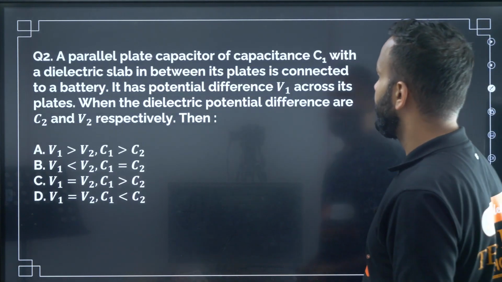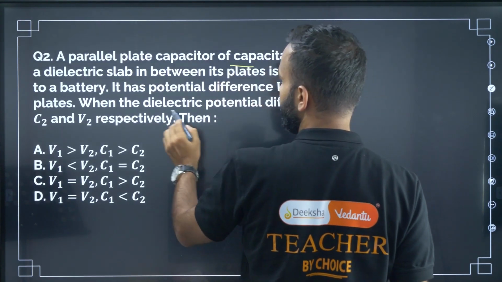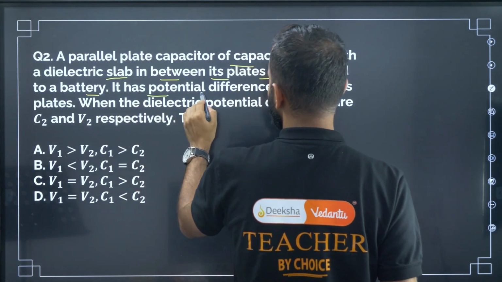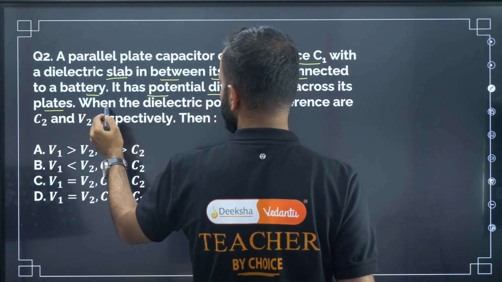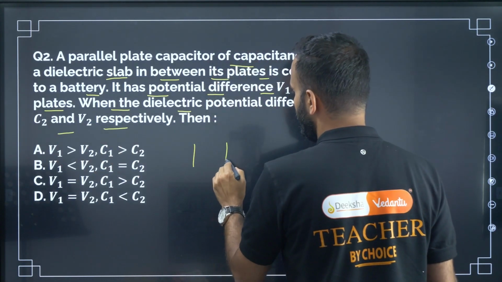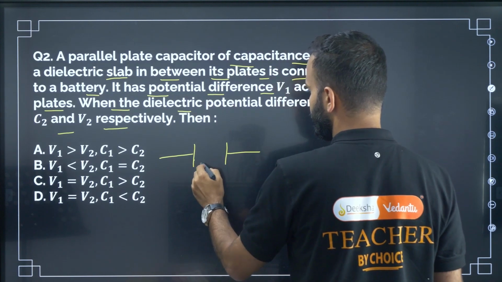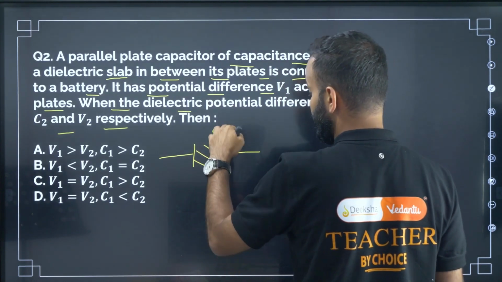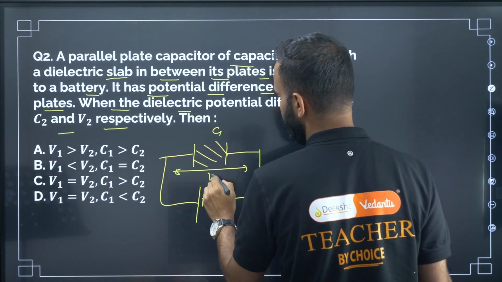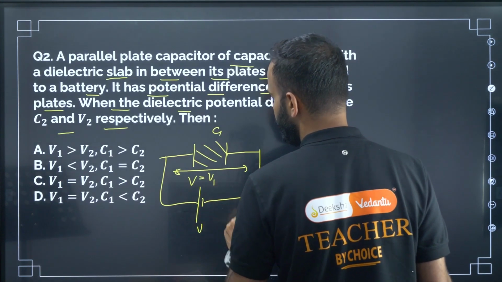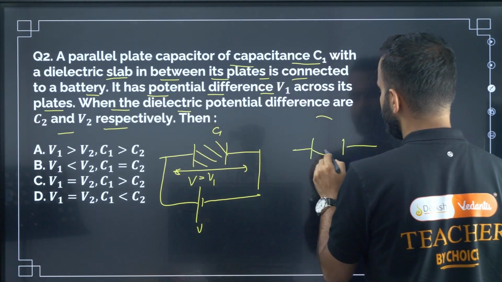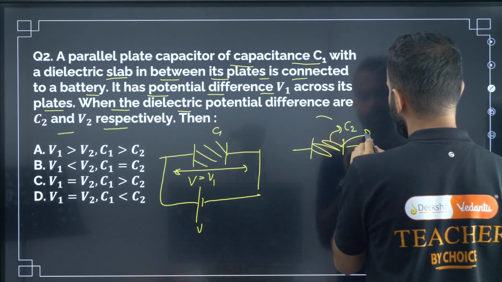Question number 2 again. When the dielectric is inserted, the capacitance is C1 and the potential difference is V1, which is also V. When you remove the dielectric, the capacitance is C2. Here it is just air.